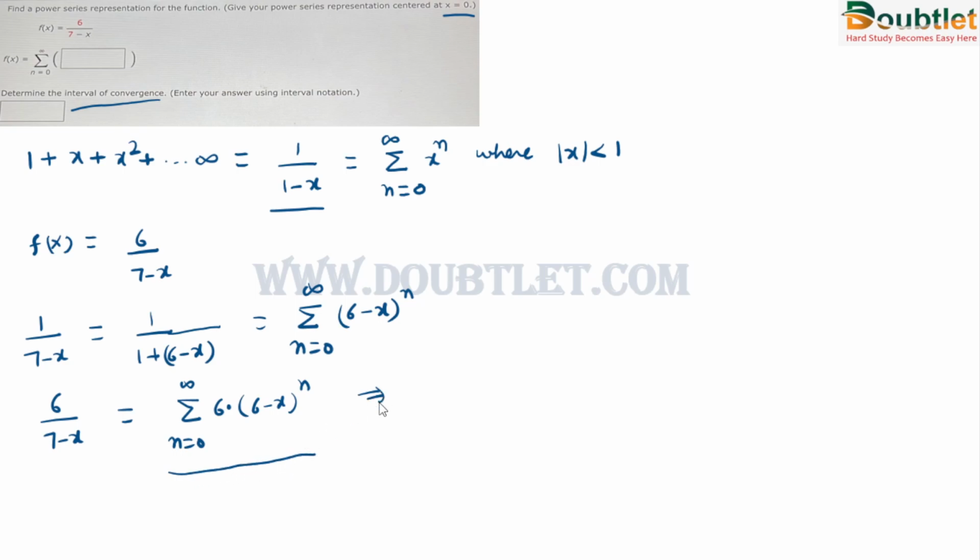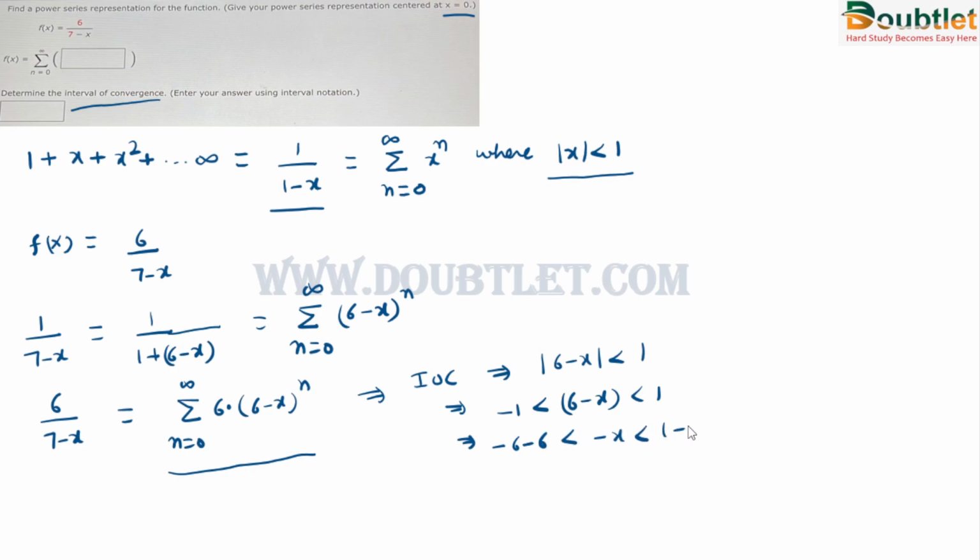To find the interval of convergence, we know that here mod x is less than 1. So if we replace x by 6 minus x, then mod (6 minus x) is less than 1. If we open the mod, then minus 1 is less than 6 minus x, less than 1. We subtract 6 from both sides, then it becomes minus 7 less than minus x, less than minus 5.